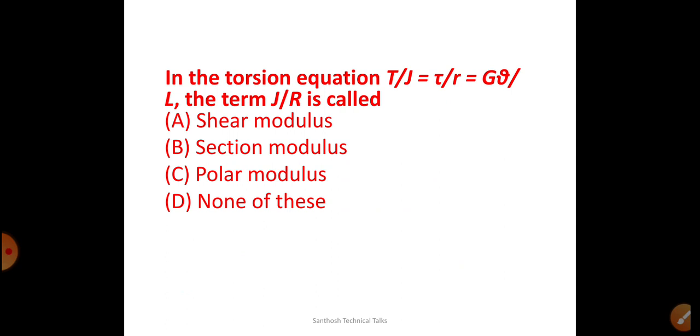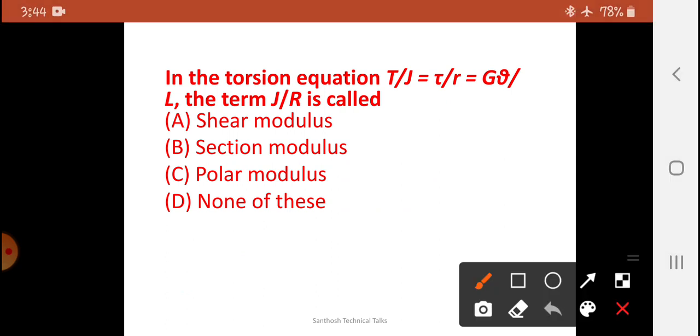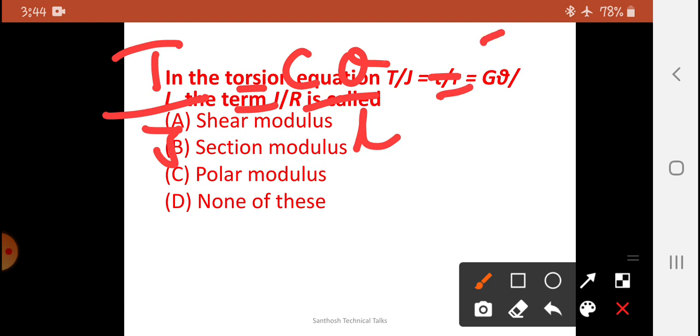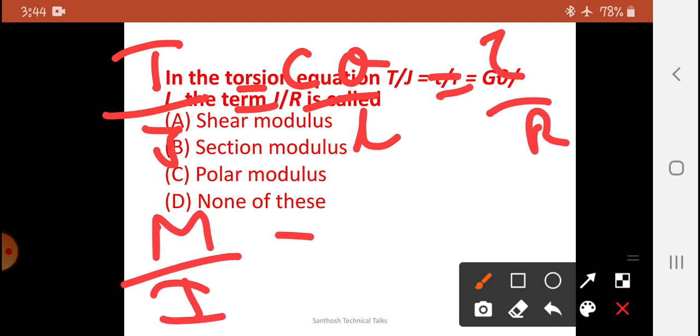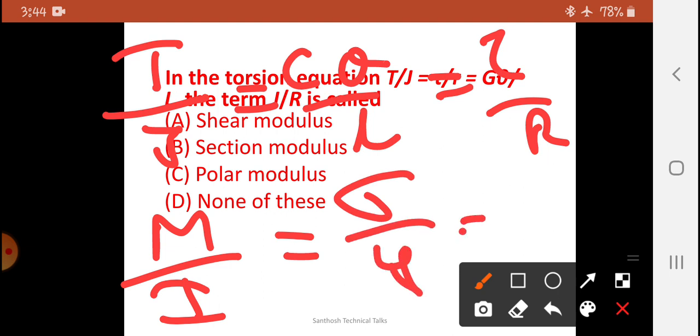Okay. And next, so superb question, this is the torsion equation. Torsion equation, very important equation. A mechanical engineer should know the bending moment equation as well as the torsion equation. The torsion equation is T by J is equal to C theta by L is equal to tau by R, and the bending equation is M by I is equal to sigma by Y is equal to E by R. These are the two equations which every mechanical engineer should know.